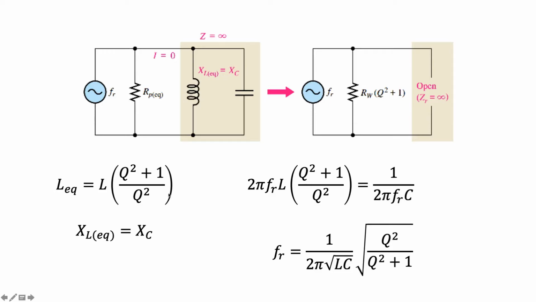Since the inductance changed by a factor of Q squared plus 1 over Q squared, what would happen to the resonant frequency then? In other words, what is the resonant frequency in the non-ideal tank circuit? The definition of resonance is when the inductive reactance is equal to the capacitive reactance. Since we are now solving for the equivalent inductive reactance, we can rewrite the equation as so and derive the resonance frequency as shown. Notice that if Q is greater than or equal to 10, then we revert back to our original expression for the resonant frequency.